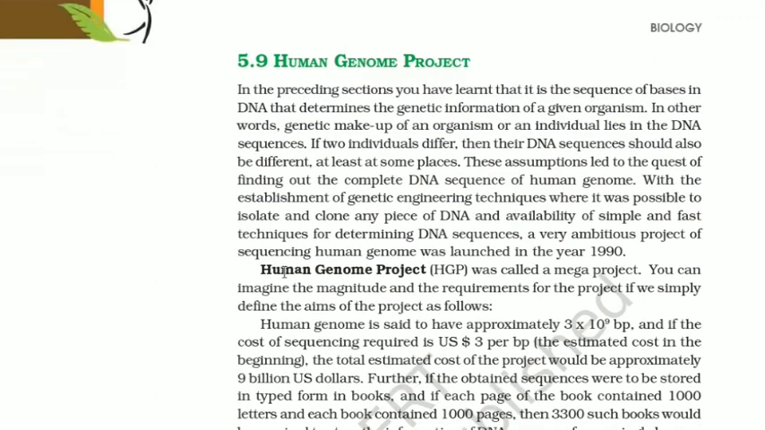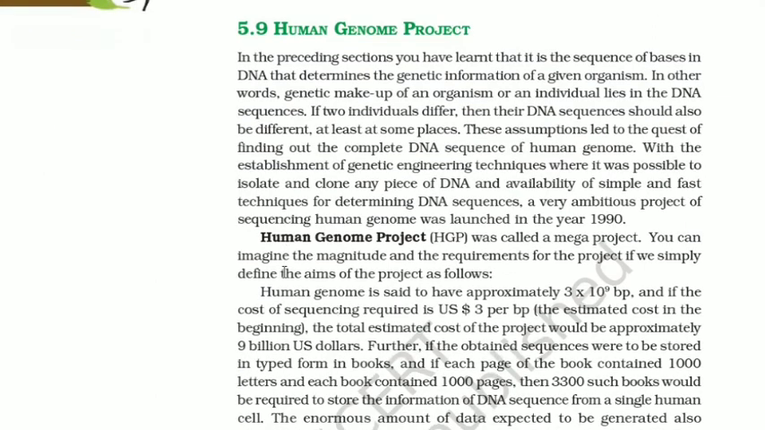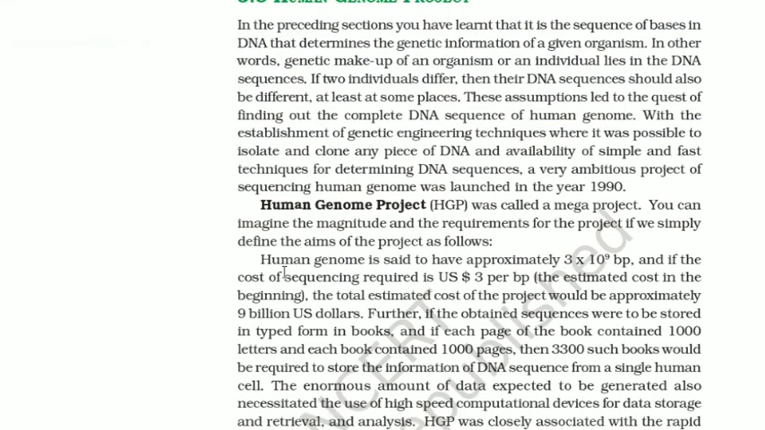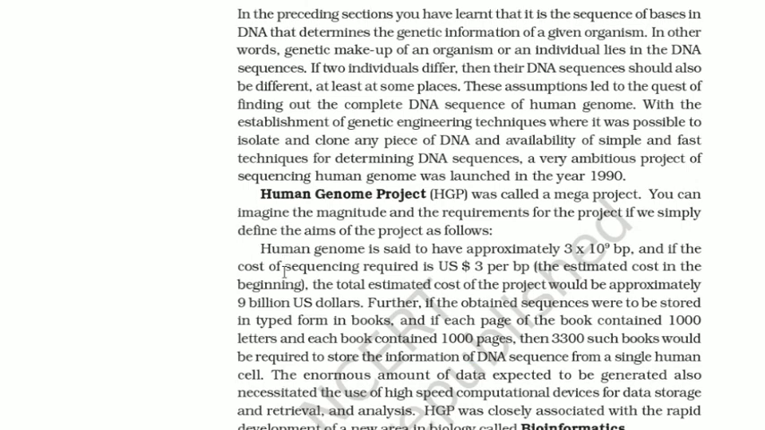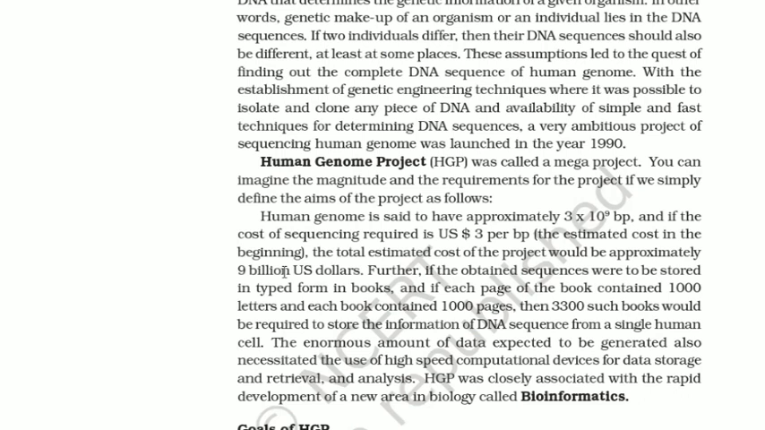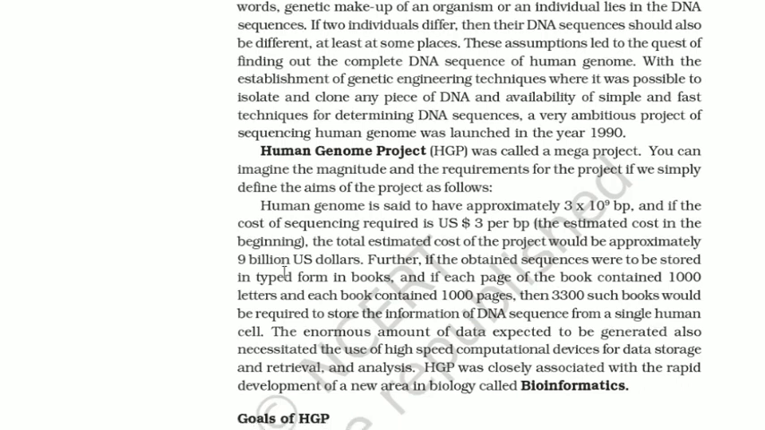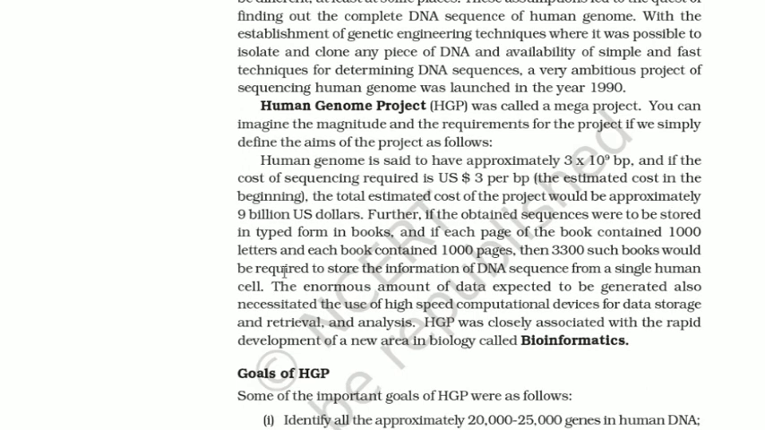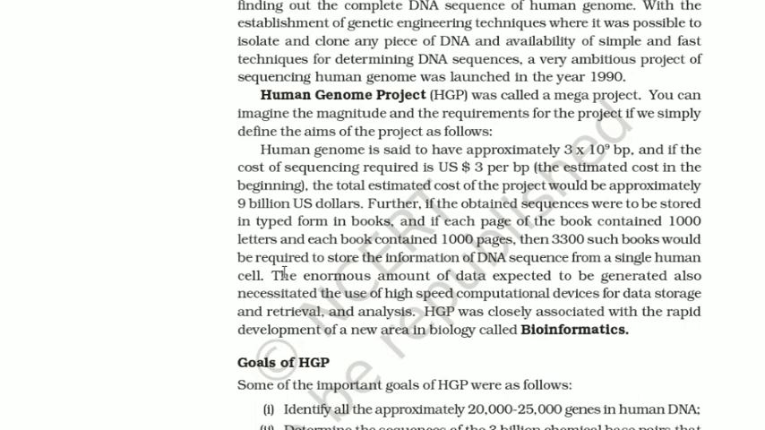5.9 Human Genome Project. In the preceding sections, you have learned that it is the sequence of bases in DNA that determines the genetic information of a given organism. In other words, the genetic makeup of an organism or an individual lies in the DNA sequences. If two individuals differ, then their DNA sequences should also be different, at least at some places. This assumption led to the quest of finding out the complete DNA sequence of the human genome, with the establishment of genetic engineering techniques where it was possible to isolate and clone any piece of DNA, and availability of simple and fast techniques for determining DNA sequences.